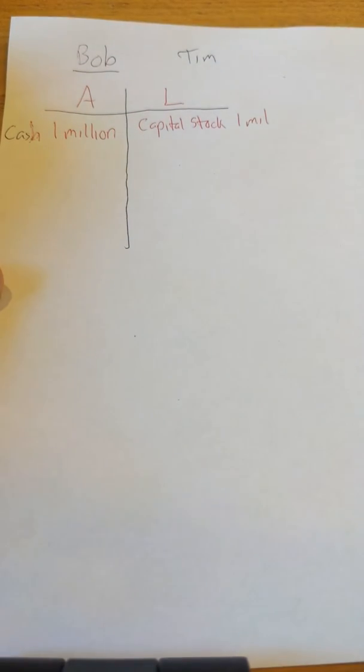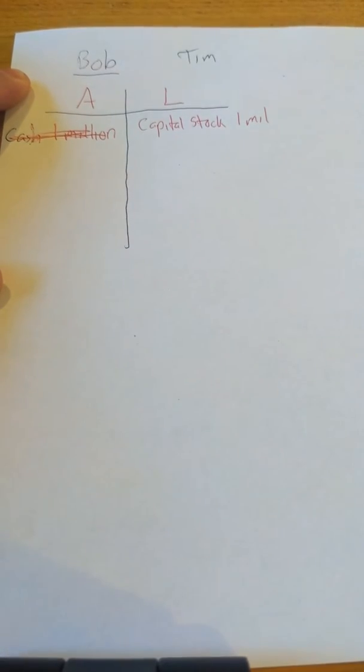Now, the first thing he needs to do is not give out loans because he's got no mechanism to give out those loans. So what Bob needs to do is actually purchase a building of some sort. So Bob buys a $1 million building and renovates it and so on and so forth. So the $1 million in cash goes away. But what replaces it is $1 million in property.